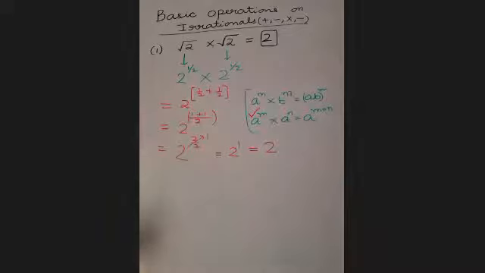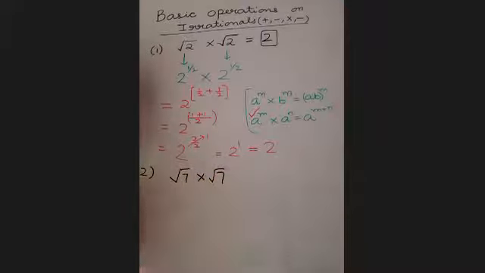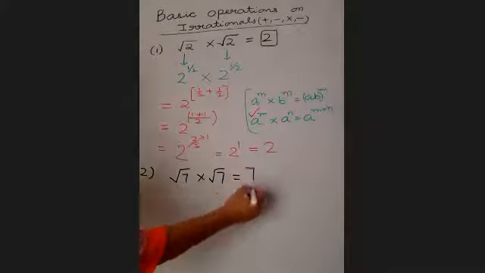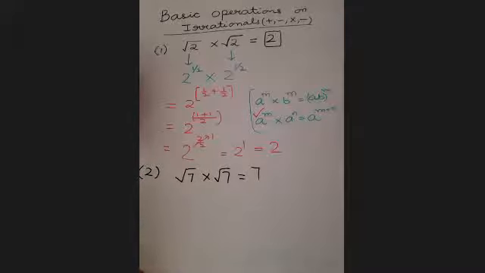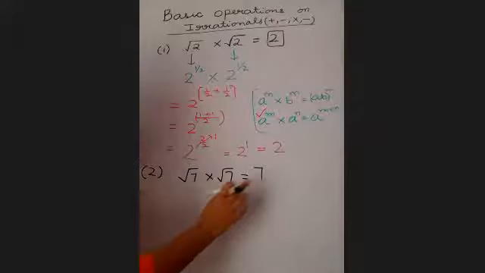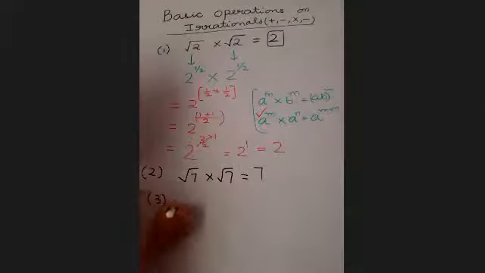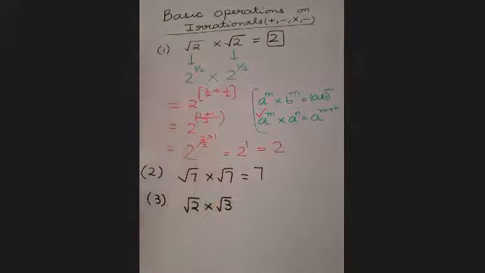Now following the same lines, if I ask you, what is root 7 into root 7? 7. Very good. Are you clear now with this concept? Yes, ma'am. To multiply root into root, the number comes out like this. Now, children, what if I say root 2 into root 3? Root 6.